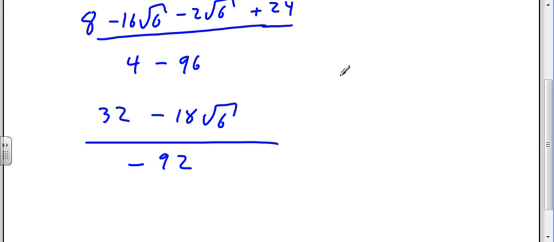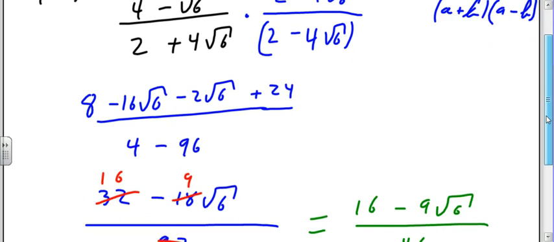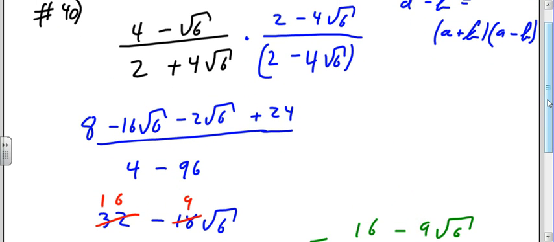And then I say, well, it looks like 2 goes into everything. So 2 can go into there 16 times, into there 9 times, into there 46 times. And then I say, none of those are divisible by anything else. So I'm done with my final answer: 16 minus 9 the square root of 6, over minus 46. Now, I'm pretty sure my calculator is going to be able to do that for me, but it might just give me a number.